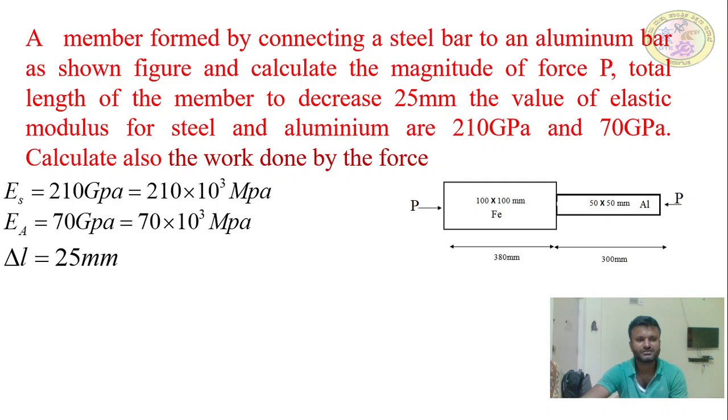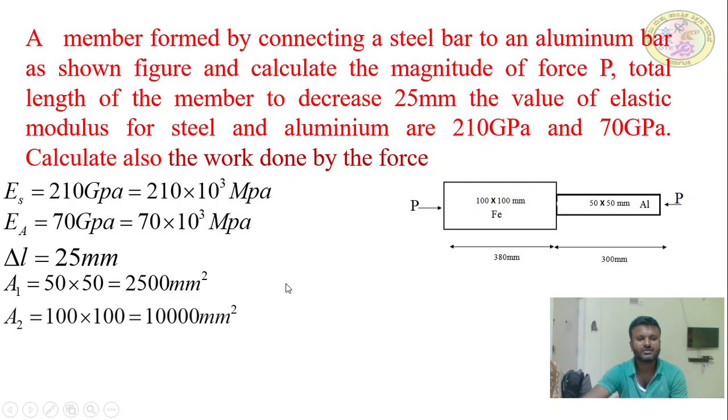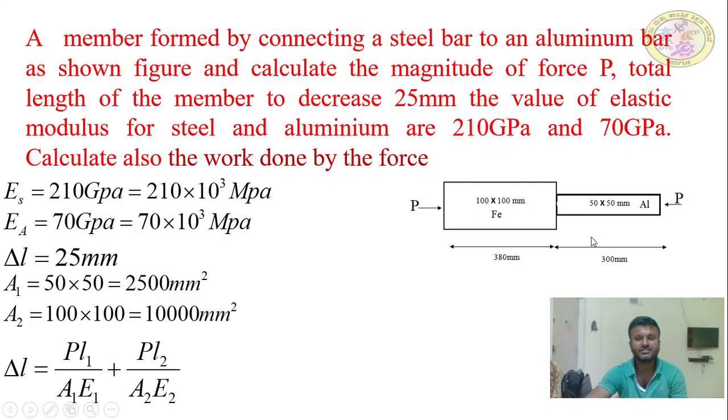First write the area of section 1, which is the aluminium: 50 into 50, equal to 2500 mm square. Similarly, A2 for the steel member is 100 into 100, which is 10,000 mm square. Then write the formula for change in length: delta L is equal to PL1 divided by A1E1 plus PL2 divided by A2E2. In the previous problem, E was constant for all the sections because all the sections were of steel. If it is a single material, the elasticity will be the same. Here it is steel and aluminium, so the elasticity also changes.